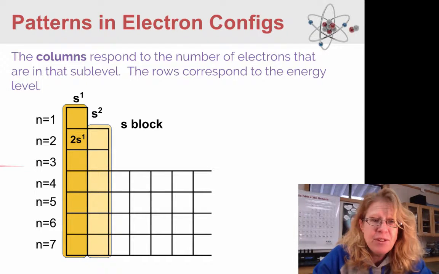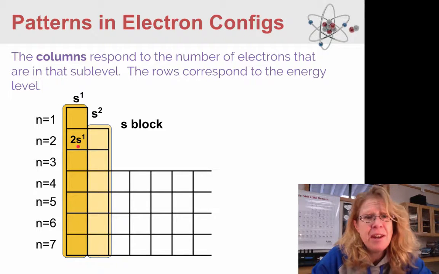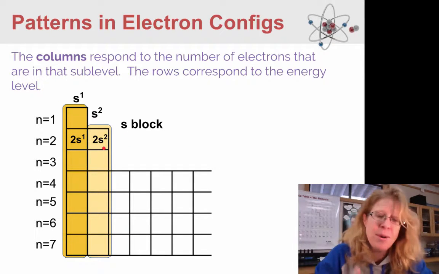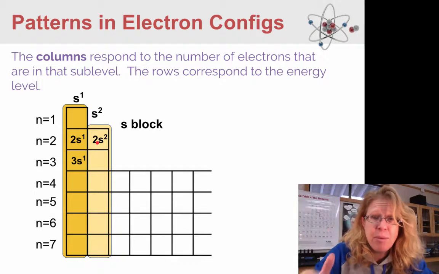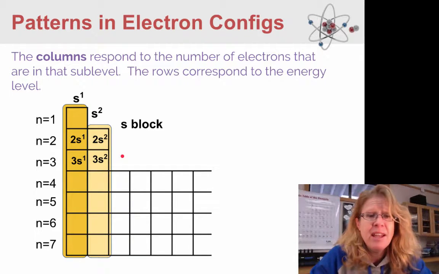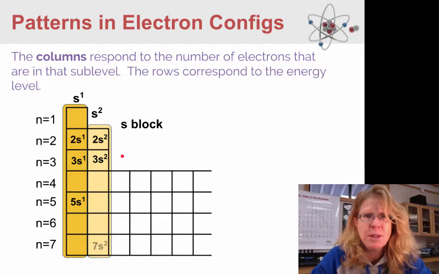So for example, if we're talking about this element right here, it's in the second row, s1 column, so its electron configuration has to end in 2s1. Right next to it, this one has to end in 2s2, second row in the second column, and those are lithium and beryllium. If we keep going down, you can see that the pattern continues, that we've got 3s1 and 3s2. This is sodium and magnesium. Sodium has 1 electron in the third energy level, s sublevel, and magnesium has 2 electrons in that third energy level, s sublevel. And it continues on down anywhere you go in this particular range.